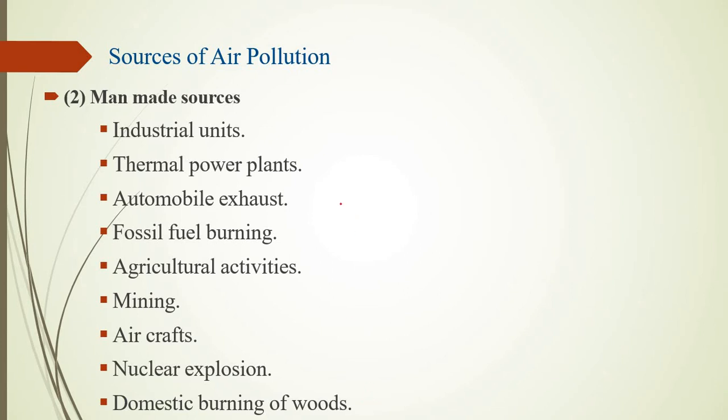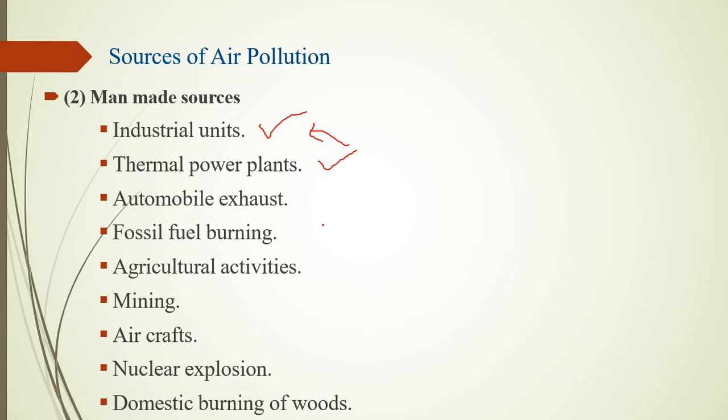The main part of this air pollution is the industrial unit. Industrial units create air pollution by nearly 60 to 65%. That is the part of industry. Then after that, thermal power plants are also considered in industrial units. A thermal power plant is one type of industry that creates electricity from fossil fuel or any type of fuel.